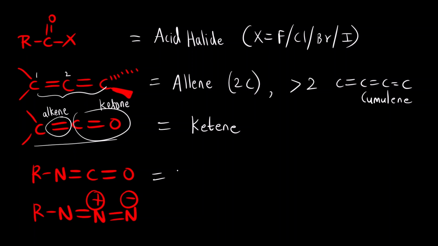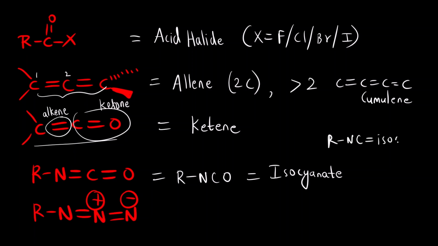And this is also sometimes written as RNCO. This is called isocyanate. Again, you have to be very careful. RNC is isocyanide. Both are different. This is cyanide and this is cyanate. So both are different. You don't have to get confused.